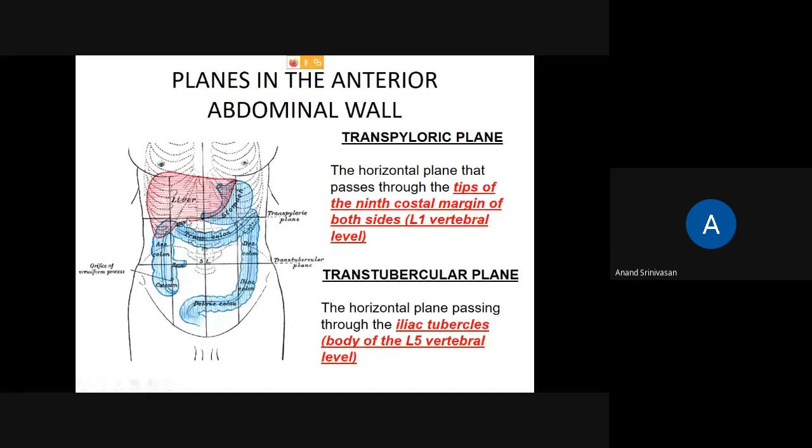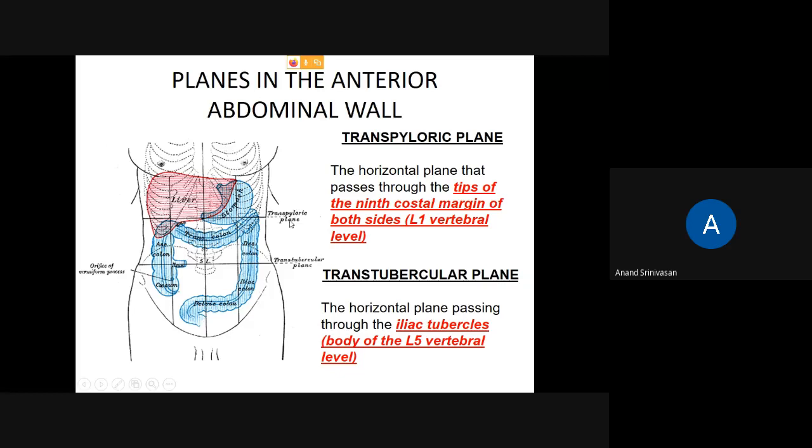So what the surgeons, usually the clinicians, do is take the jugular notch on the top, in the thorax, and in the bottom the pubic symphysis. Take the midpoint between the jugular notch and the pubic symphysis. It approximately corresponds to the ninth costal cartilage, and if you draw a straight line, that would be the transpyloric plane.